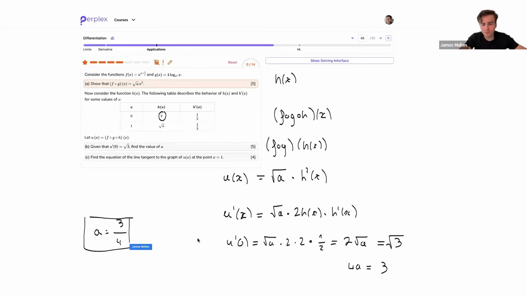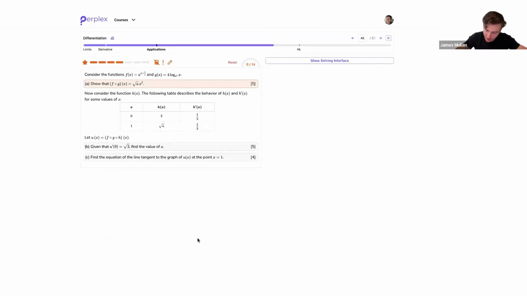Apologies for the mix-up there. All right, a is equal to 3 over 4. Let me put that to the side here. a is equal to 3 over 4. All right, and we found that. Now we're trying to find the equation of the line tangent to the graph of u of x at the point x is equal to 1.